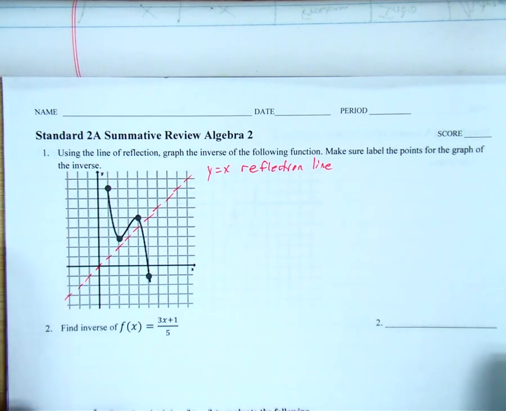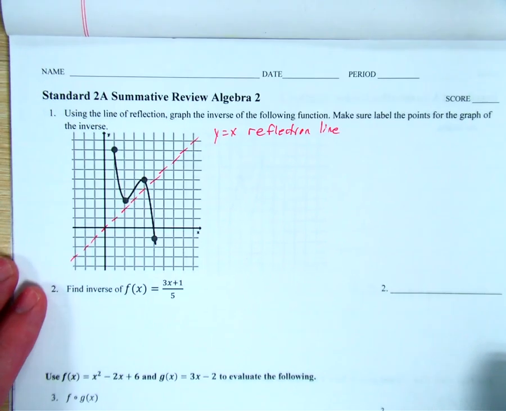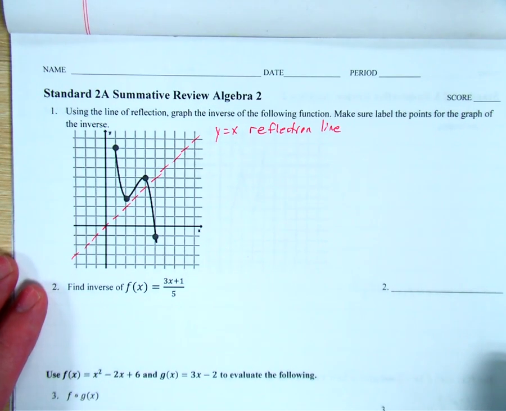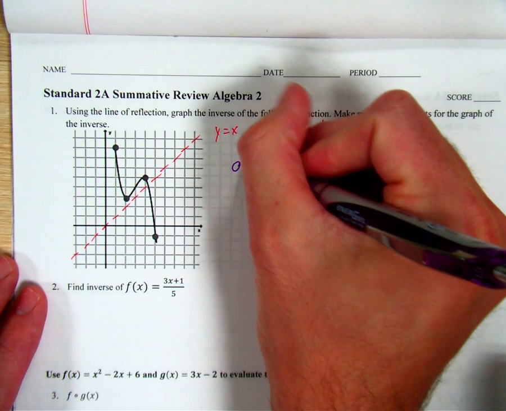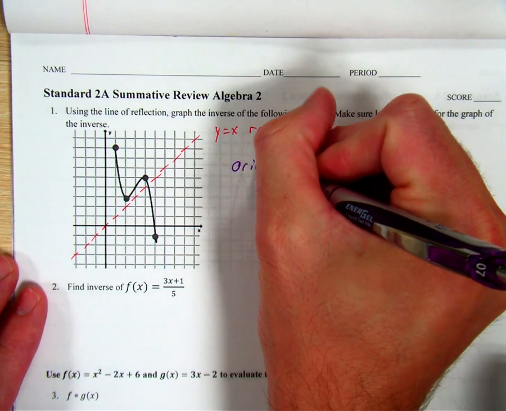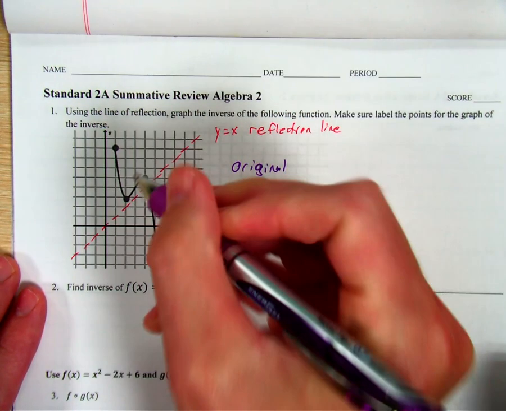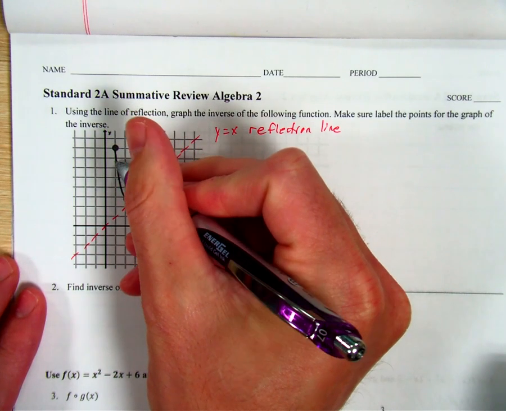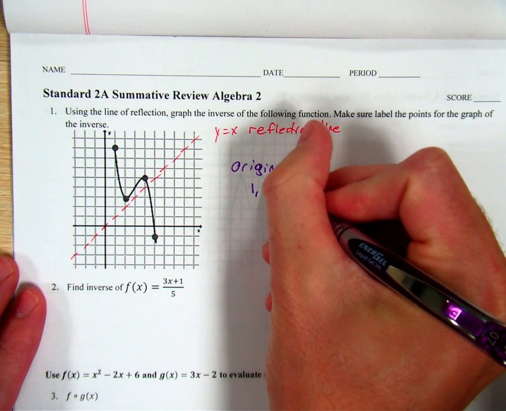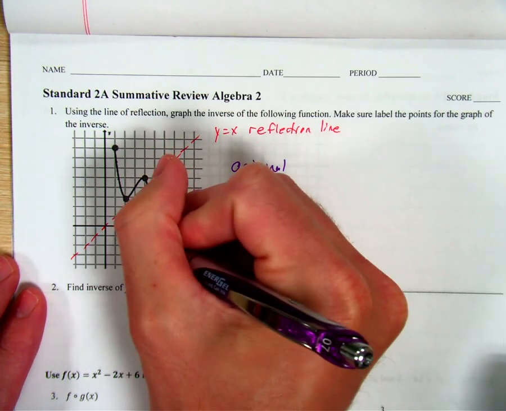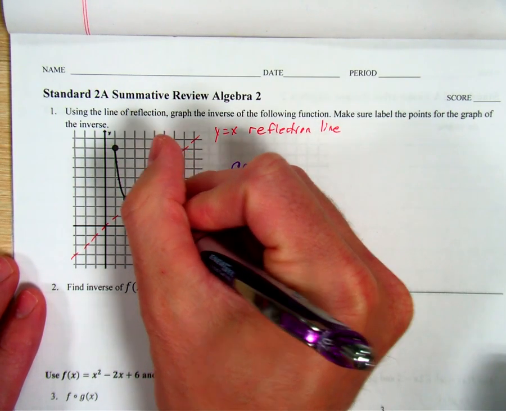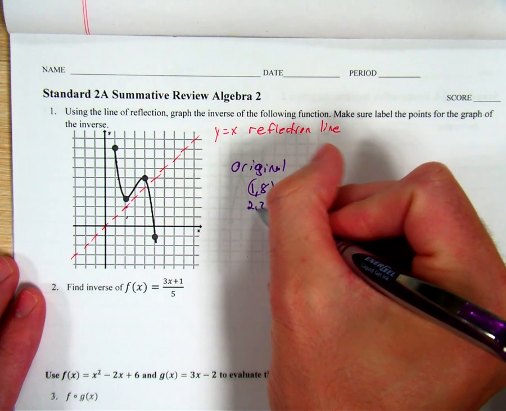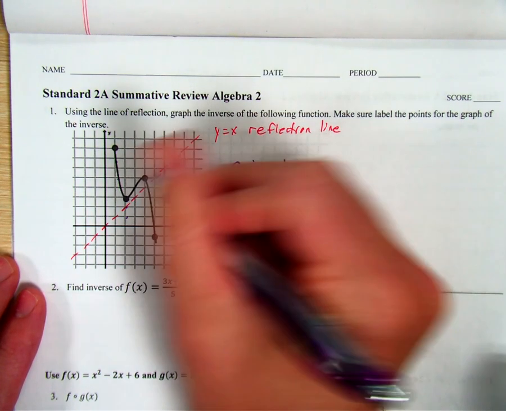Again, quiz or test time, let's make sure we have a straight edge. The original points are 1, 8, 2, 3, and so on. I know those dots look a little off. It's tough to get these dots on.